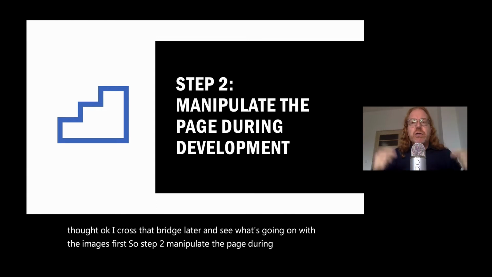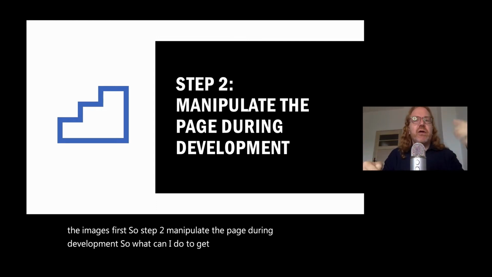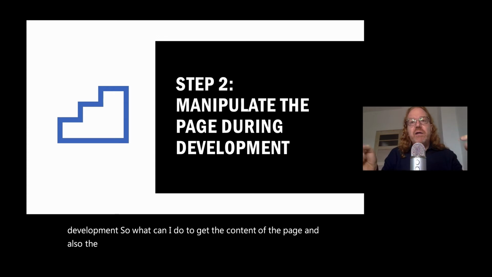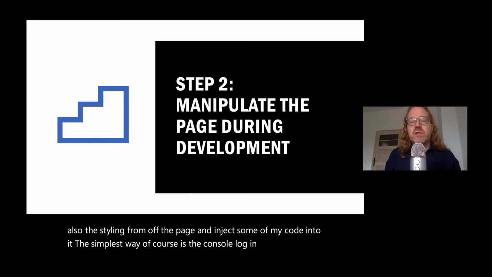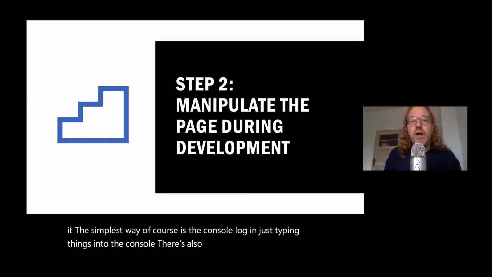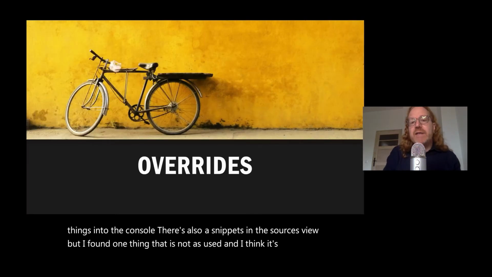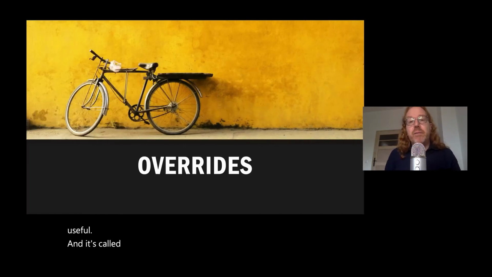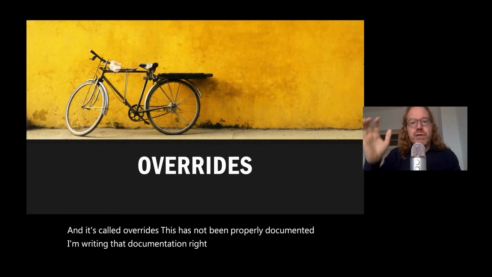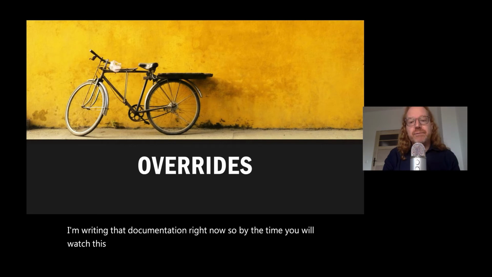So what can I do to get the content of the page and also the styling of the page and inject some of my code into it? The simplest way, of course, is the console log and just typing things into the console. There's also snippets in the sources view, but I found one thing that is not as used, and I think it's incredibly useful. And it's called overrides. This has not been properly documented. I'm writing that documentation right now. So by the time you watch this, the documentation will be available as well.